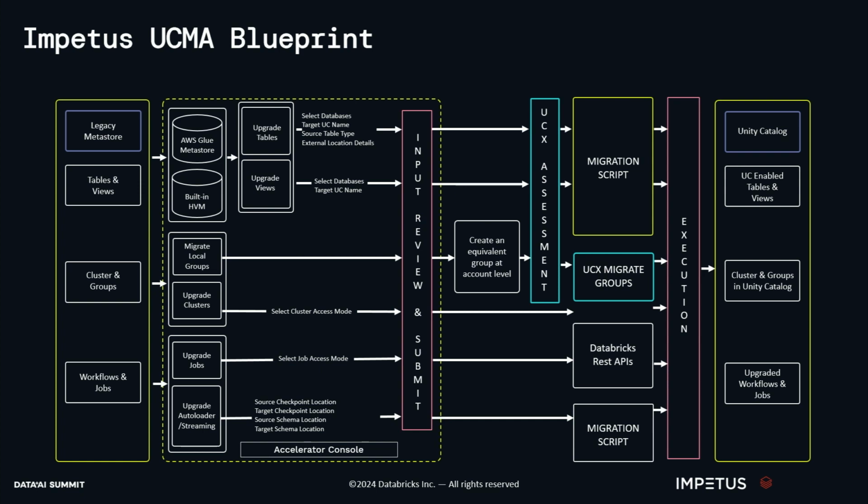Again, on the left-hand side, you have your legacy Metastore. We do upgrades of our tables and views. Then we also have your local groups. When we talk about local groups, Unity Catalog does not support workspace local groups, right? The groups that are local to workspaces. Now, that migration is also handled by our tool, and that is exactly what we have built or tried to address, one of the concerns that is there.